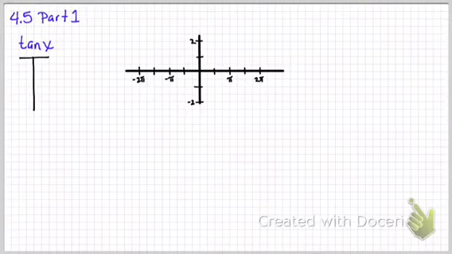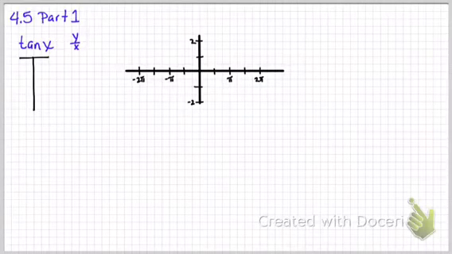4.5 talks about graphs of the other trig functions. So part 1 here starts out with tangent. Now tangent we have to be careful of because remember, tangent is y over x. We didn't have to worry about this with sine and cosine because they were either y over r or x over r, respectively.